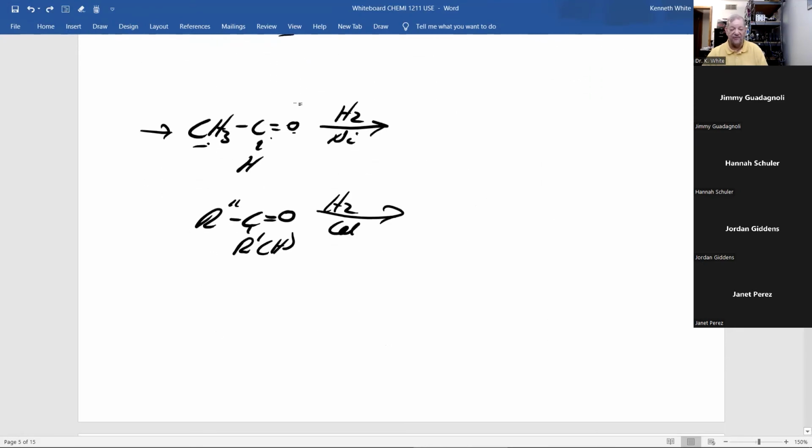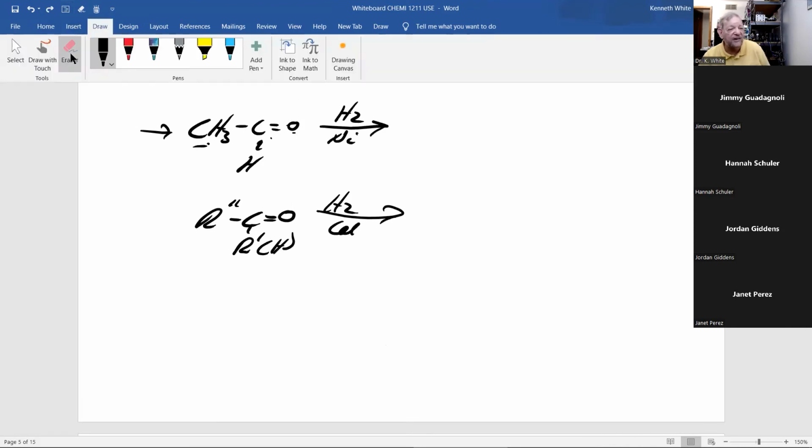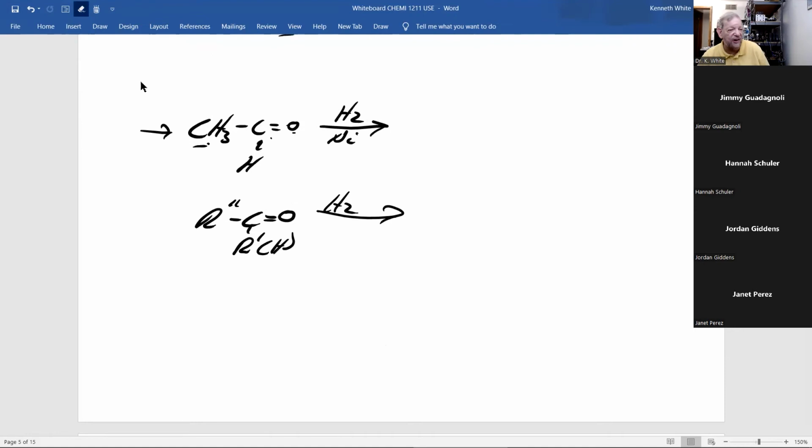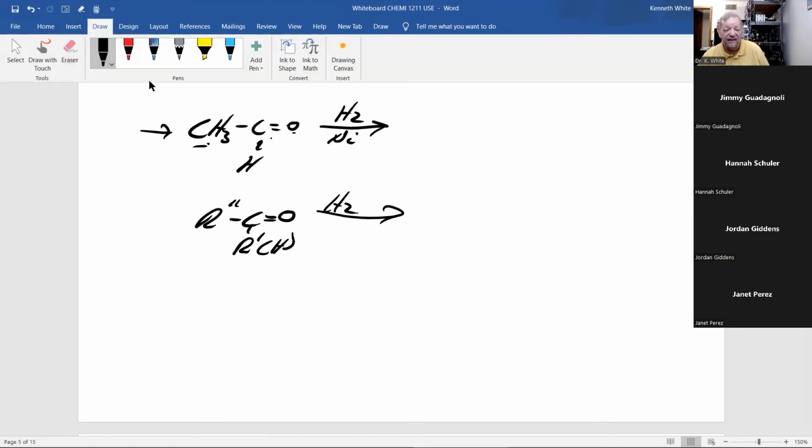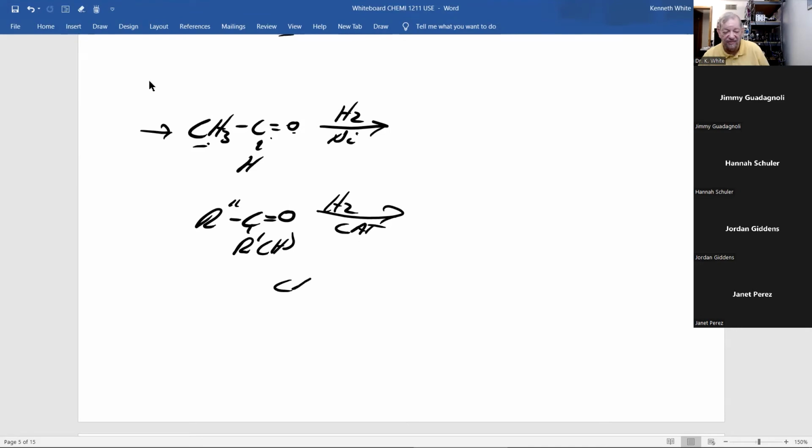What's he talking about? Well, right here, let me use the eraser. I wrote in cursive instead of printing, catalyst. And that's nickel, platinum, or palladium. And now what happens? You break the pi bond, and each atom of the double bond gets a hydrogen. What was attached to this carbon is still attached.